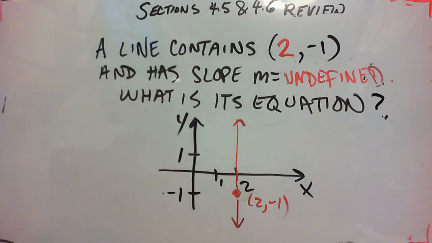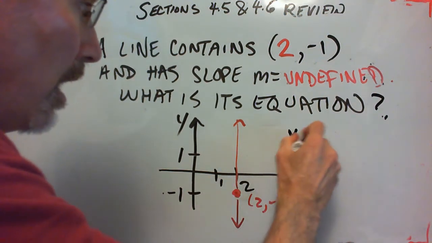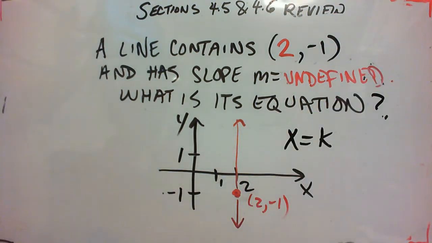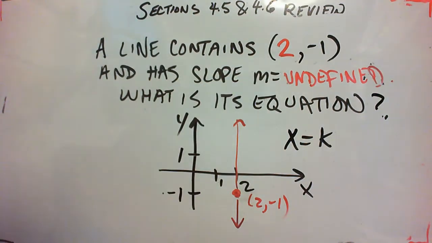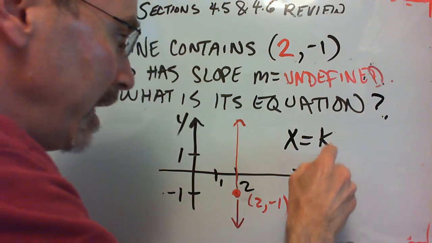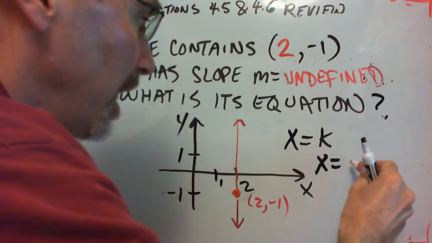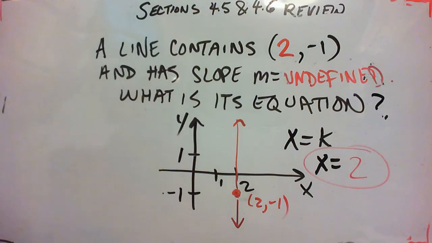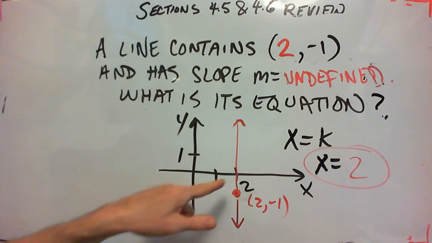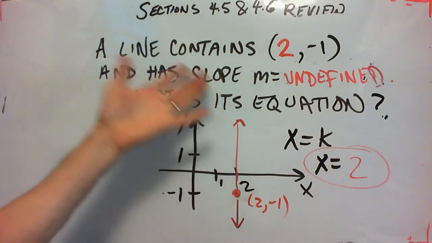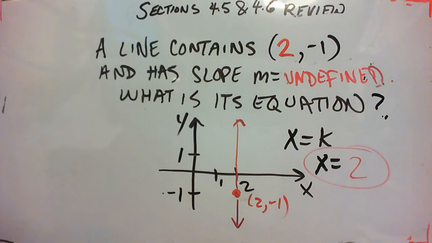And from the book, this equation has the form x equals k, where k is the x value of every point on the line. Well, in this case, every point on the line has the x value 2. So our equation is just x equals 2. And you can't even use the point slope form here because there's no slope that you can use. If you try to find the slope, you get something divided by 0, which is undefined.